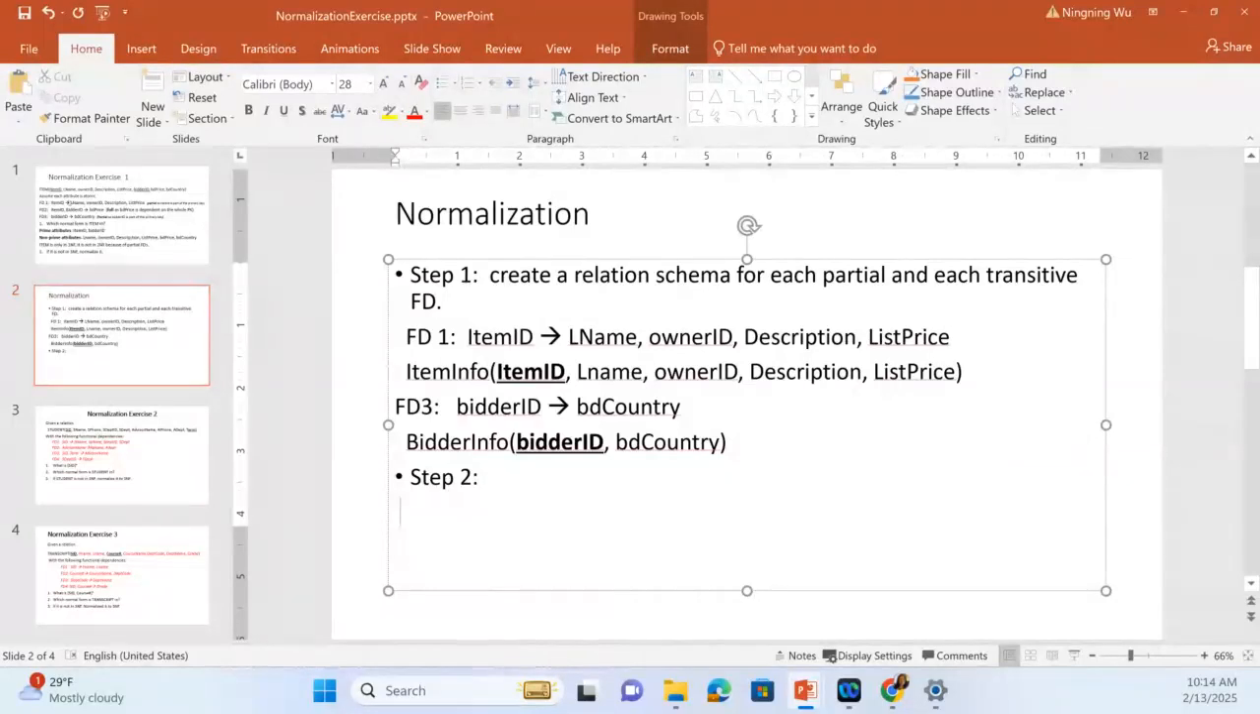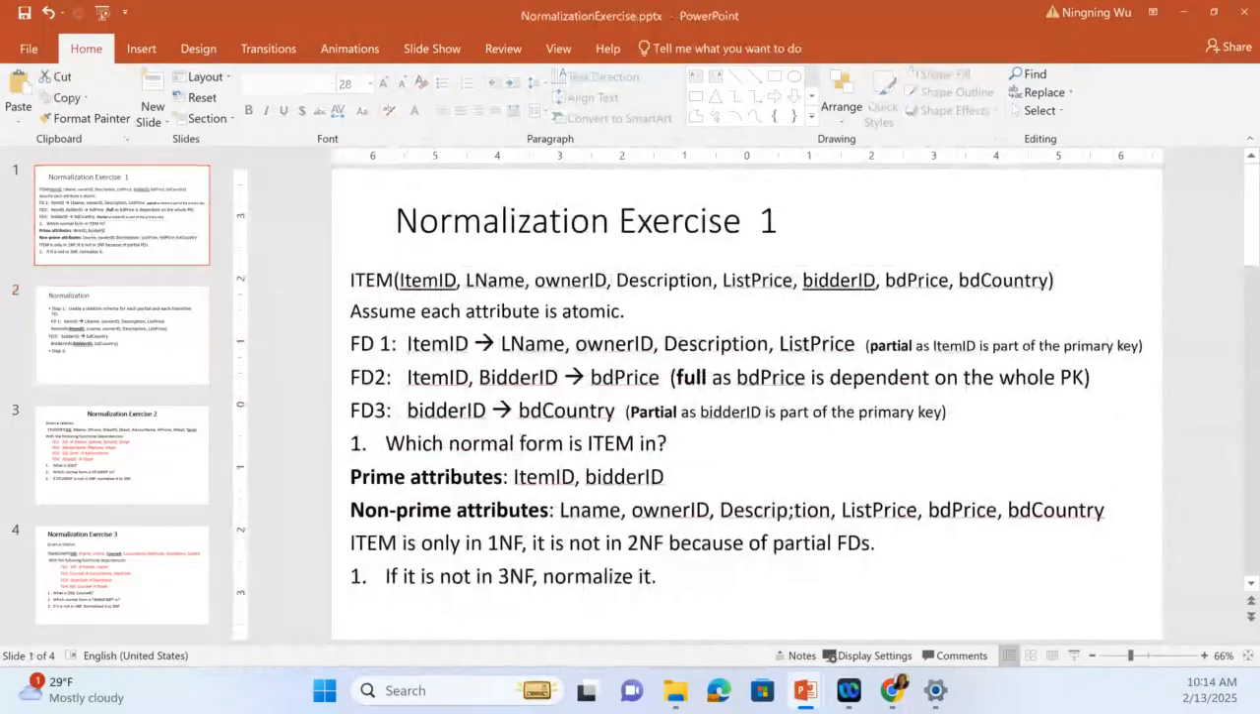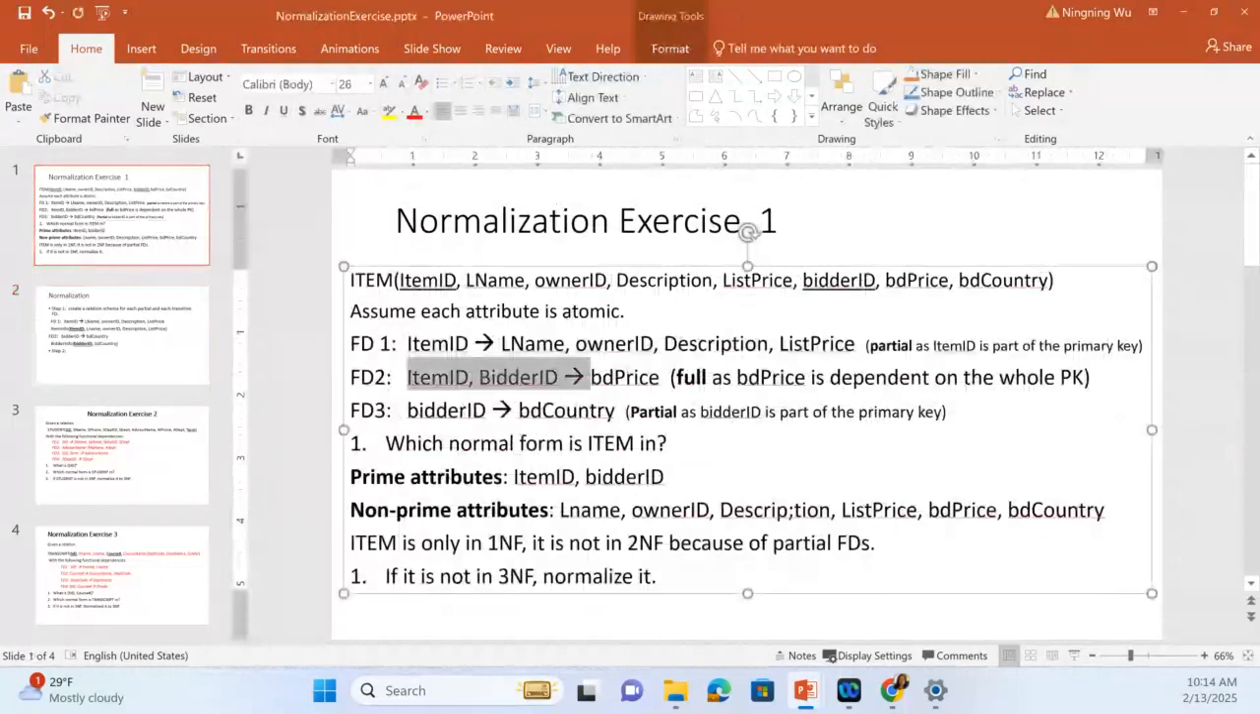Then for the second step, if we do have a full functional dependency, because the full functional dependency really specifies which non-prime attributes are dependent on the whole key. So in this case, we have item ID, bidder ID, the bid price. So we can simply create a schema based on the full.